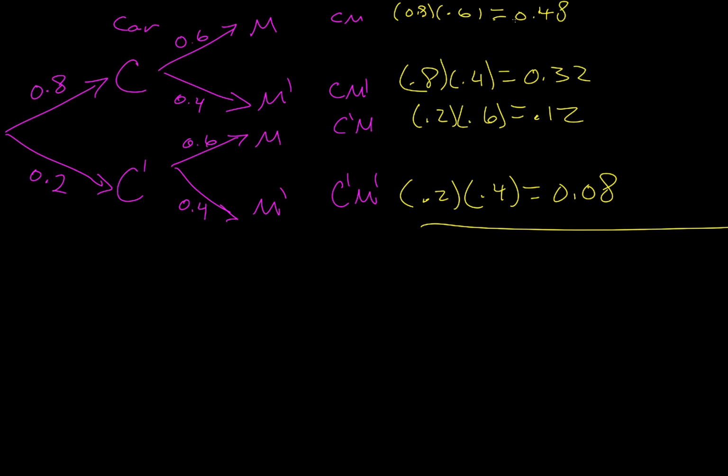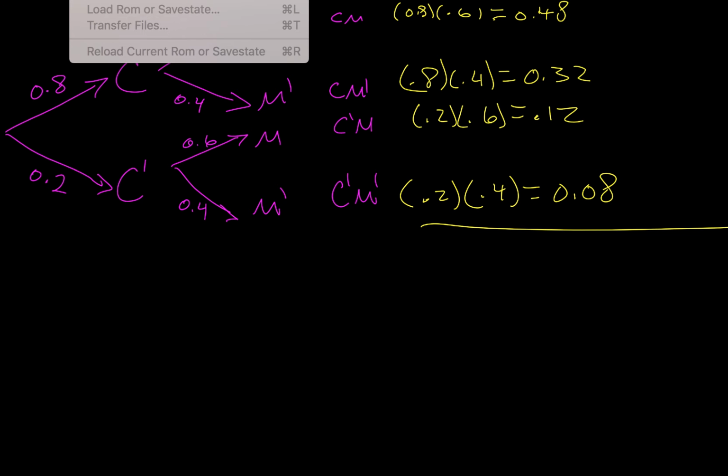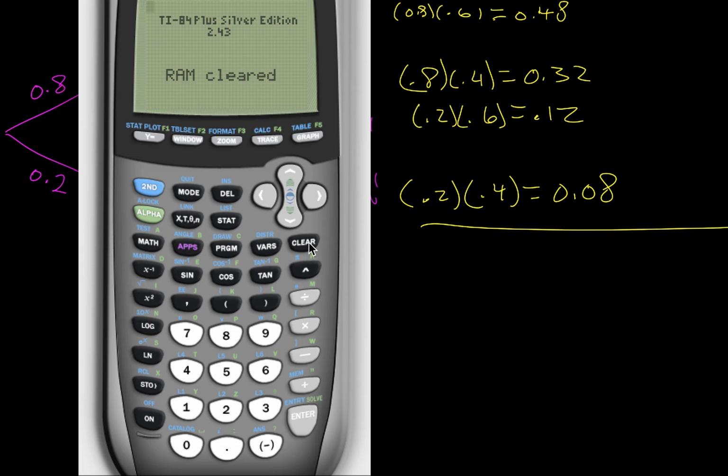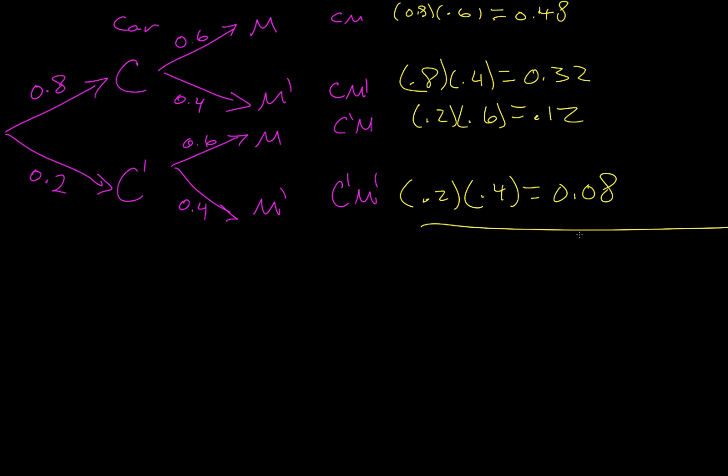Now, an important rule of probability is that if we have our universal set, all the possible outcomes, they should add to 1. If we add these on a calculator, 0.48 plus 0.32 plus 0.12 plus 0.08, you see that it does equal 1. That means we have our entire situation.